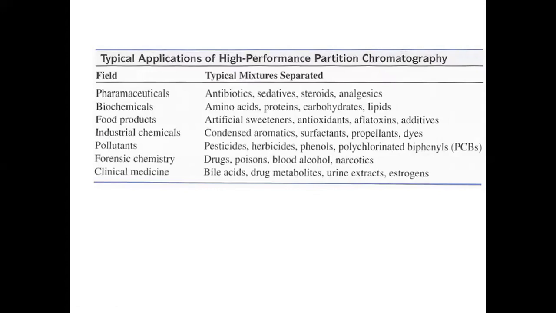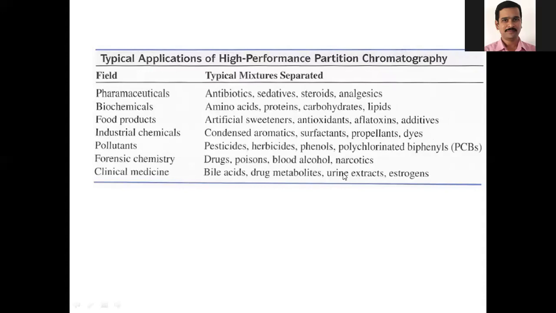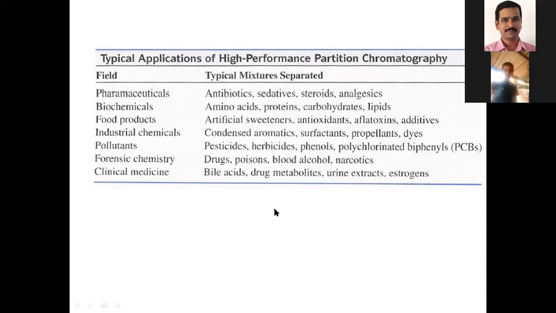octadecylsilane. Phosphate buffers are employed to maintain the pH up to 7.5, and water, methanol, and acetonitrile systems are employed as mobile phases, because the stationary phase, octadecylsilane, is non-polar and the mobile phase will be polar. Therefore, we use either water-acetonitrile or water-methanol, or a mixture of methanol and acetonitrile. Amino acids, proteins, carbohydrates in biochemical samples, artificial sweeteners, fragrances, I told you in the class, antioxidants, aflatoxins, and additives, all these can be separated.